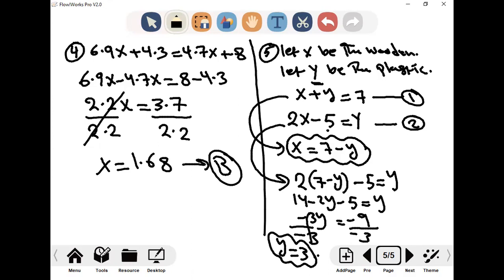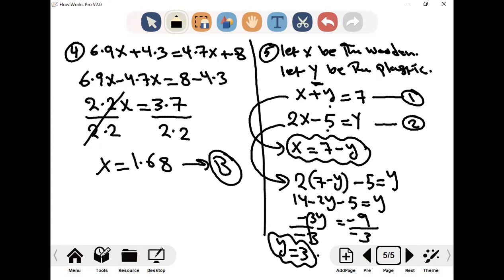It won't be negative. If y or x has negative values, this is incorrect. Why? What is x originally? The number of the wooden frames. So y is 3, which means she sold 3 plastic. How many for the x? 4. The total is how much? 7.